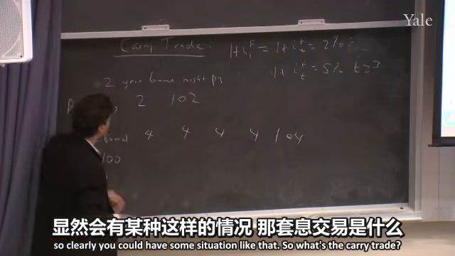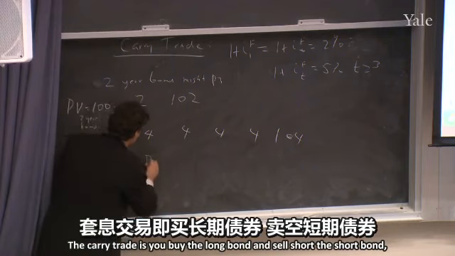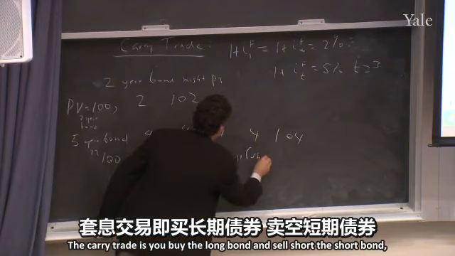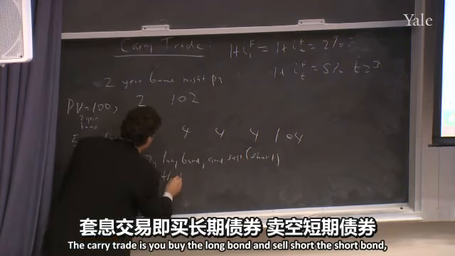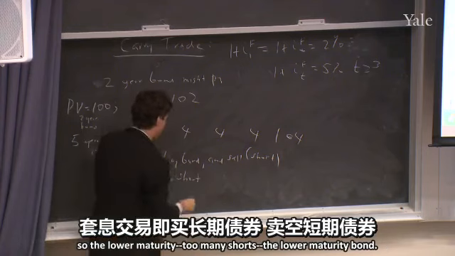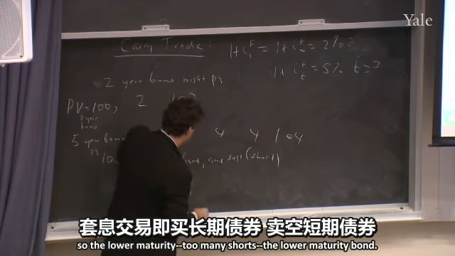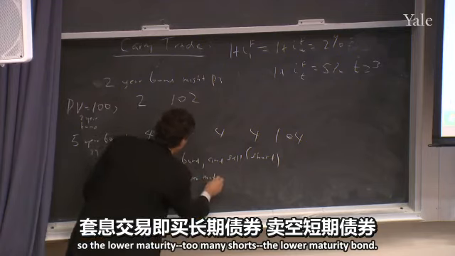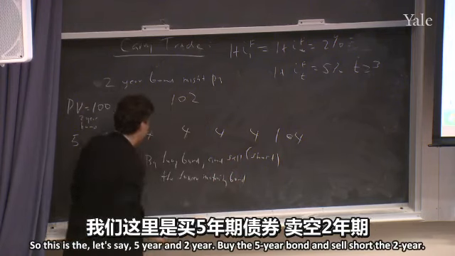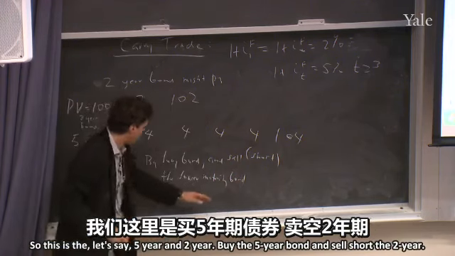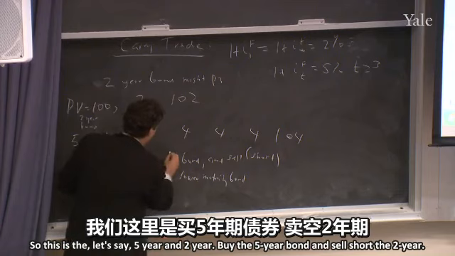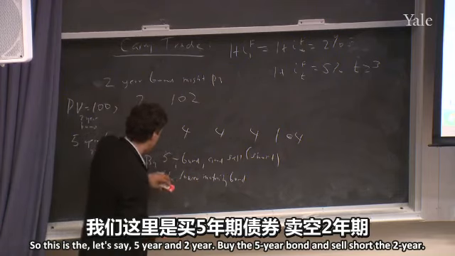So what's the carry trade? The carry trade is you buy the long bond and sell short the lower maturity bond. Okay, let's say the 5-year and the 2-year. Buy the 5-year bond and sell short the 2-year.